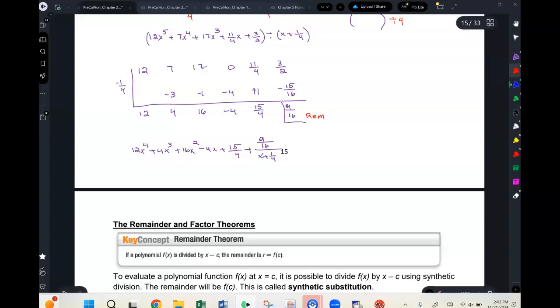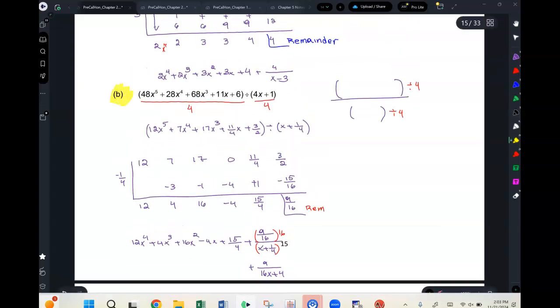So, multiply this by 16, multiply this by 16. So, basically it's going to be all this. Do we really need to write it again? No. So, plus, what is this? 9 over 16x plus 4. Cool? Know how to do this.